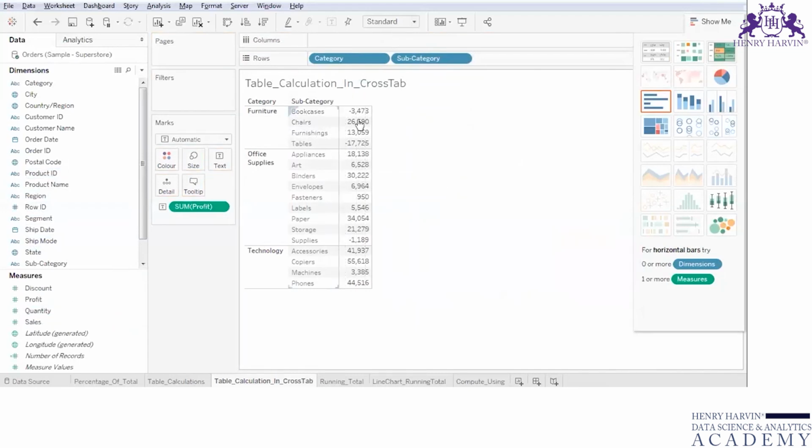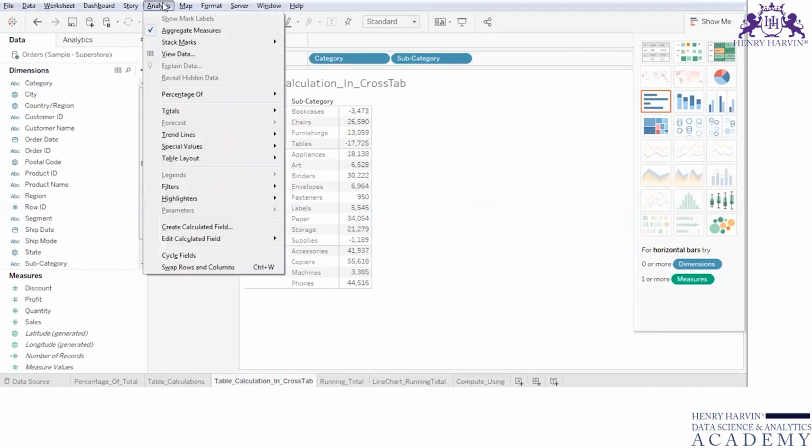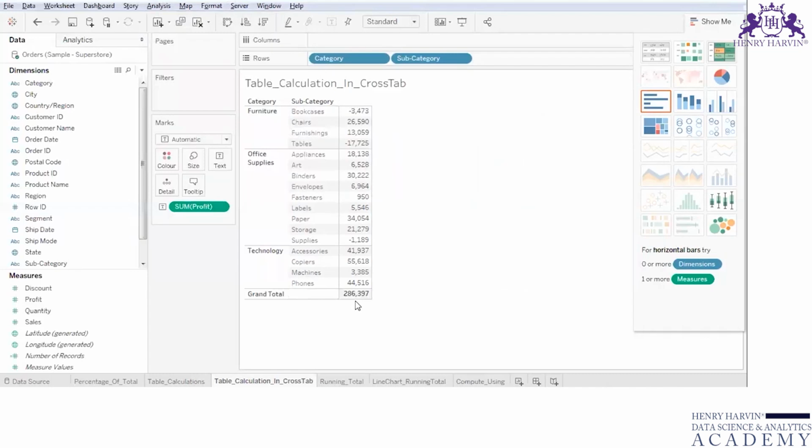For each of the categories, for the subcategories in each category, I can see the profit generated by them in terms of figures, like in terms of money. Now if I would like to convert it into percentage, first of all I go to analysis, and under analysis I say totals and show me the column wise grand totals. So it is showing me the total of the profit generated in the last 4 years across the categories in sum total. Now I would like to see these values in terms of percentage.